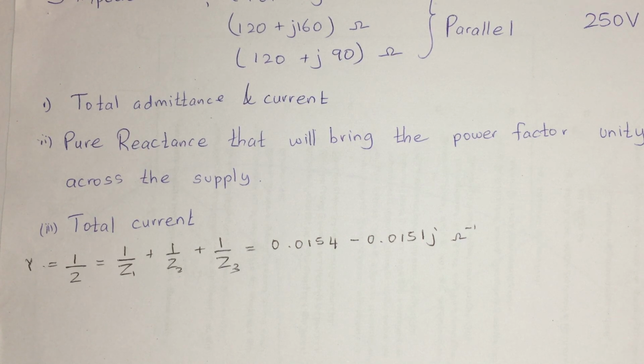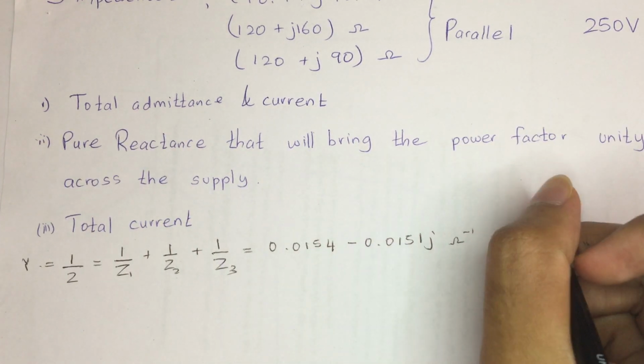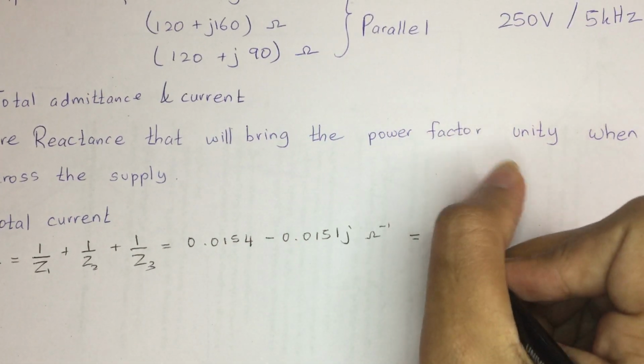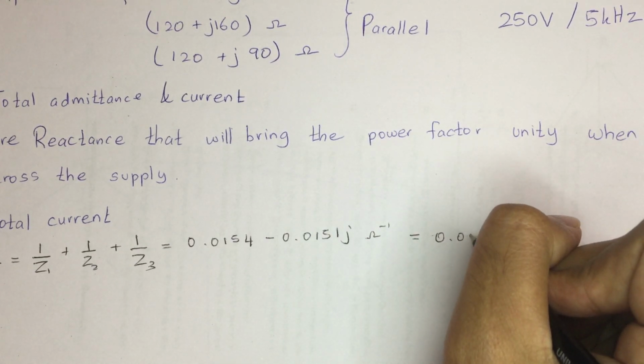But they are asking about the current. However, I'm not going to do that whole thing. Actually, we know the voltage, so we can directly find that. So let's try that too. Please pause the video and try to do it on your own, otherwise it won't be useful for you. If you consider these two in polar form, it would be much easier to solve when we consider the current. You can use the calculator, but I have already done this question, so I have the answer with me.